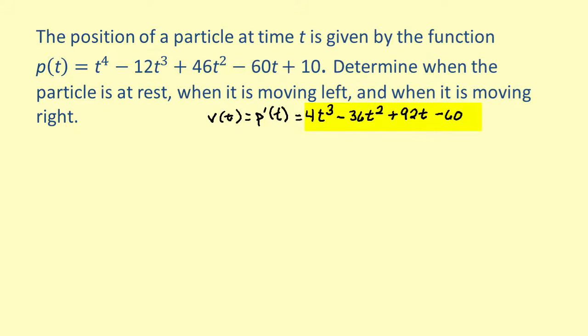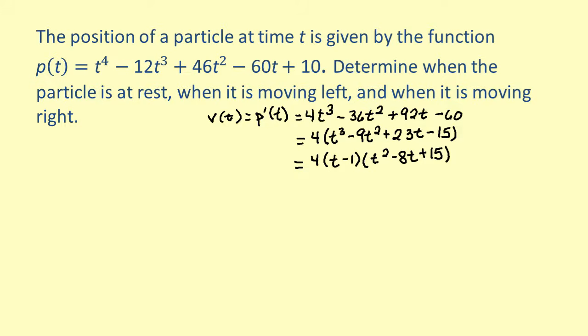Notice that there is a common multiple of 4, so let's factor a 4 out of each term. Next, let's see if we can factor this cubic function. In this case, we can factor out t minus 1. This leaves us with 4 times the quantity t minus 1 times t squared minus 8t plus 15. Going a step further, we can now factor this trinomial. Factoring gives us 4 times the quantity t minus 1 times the quantity t minus 3 times the quantity t minus 5.